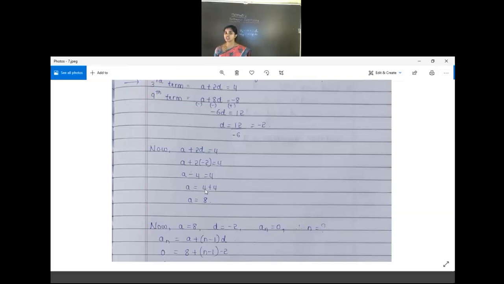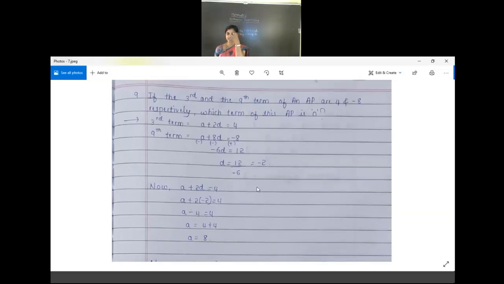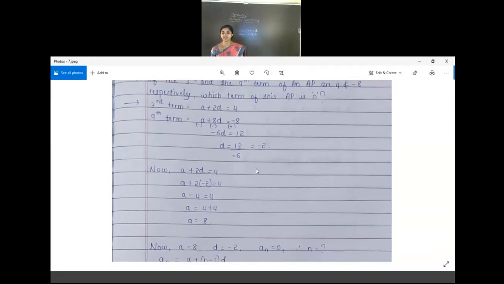Now the question is, which term is 0? Okay, for that we have to take a and d. Then which term is 0? Zero's location we have to find out now. For that an we have to choose as 0. An is equal to 0. In that n we have to work out.